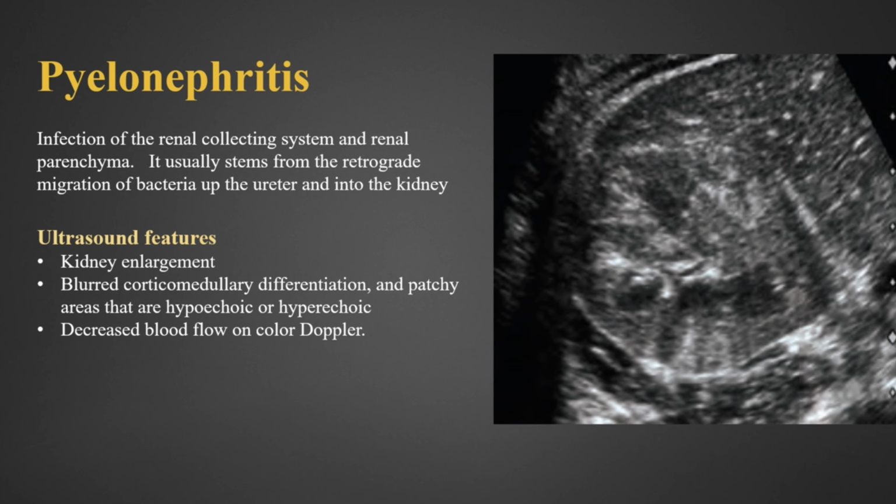And now we are going to discuss the pyonephritis. The infection of the renal collecting system and the renal parenchyma is called pyonephritis, and it usually stems from the retrograde migration of the bacteria up the ureter and into the kidneys.